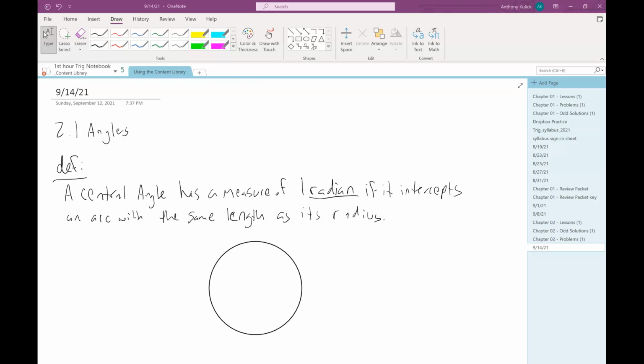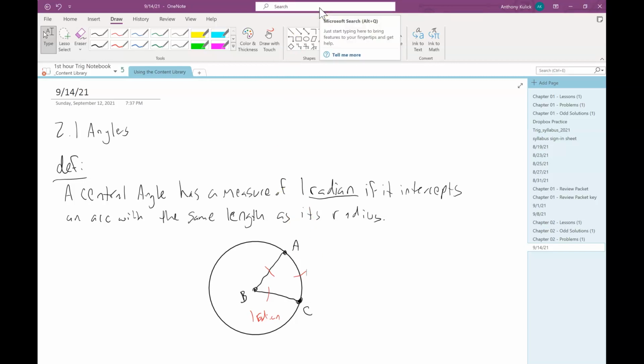So a little bit of vocabulary here to unpack. When we say a central angle, what we mean is an angle whose vertex is the center of a circle. So for example here, angle ABC is a central angle. And we say that this angle has the measure of 1 radian if the length of AB, that's a radius for the circle, is also the same as the length of the arc AC.